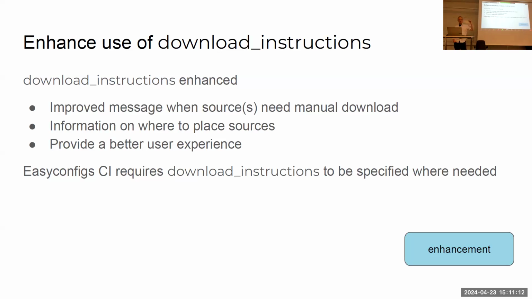We're also improving the message. So it will tell you that you need to download something and where you then should put it on your system, i.e. what is the default place it looks for sources. And this is all about providing a better user experience. Why is this not working? Well, I need to go and manually do something.